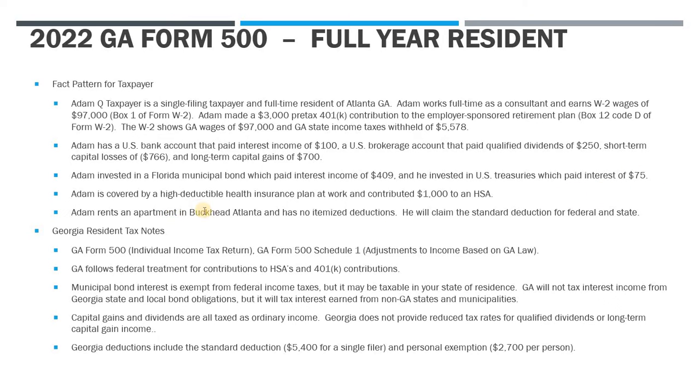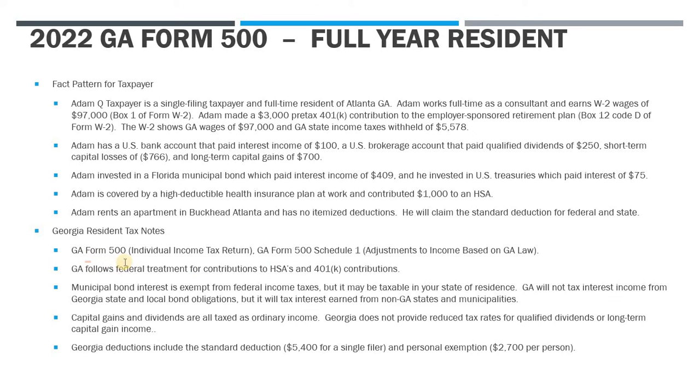Now he's also covered by health insurance at work, and it is a high deductible plan, so he opened an HSA, a health savings account, and he put $1,000 into that account. Now, as far as living, he rents an apartment, so he's not going to have any itemized deductions, really. So it's better for Adam to claim the standard deduction, and he'll do so both for federal and state purposes.